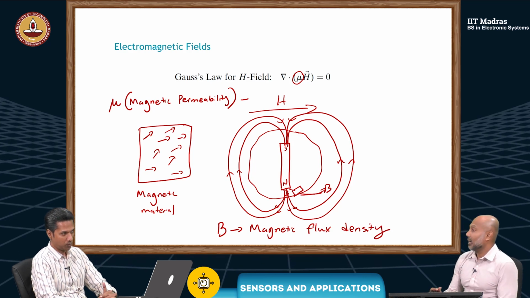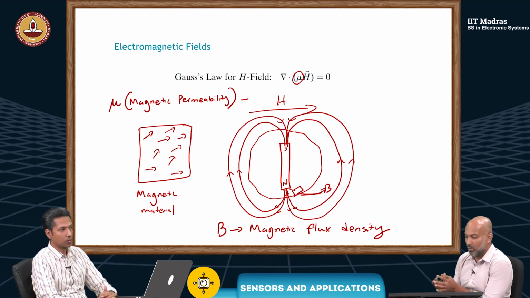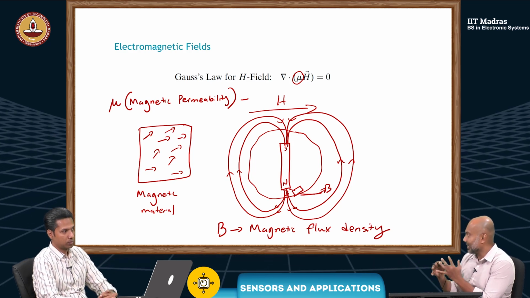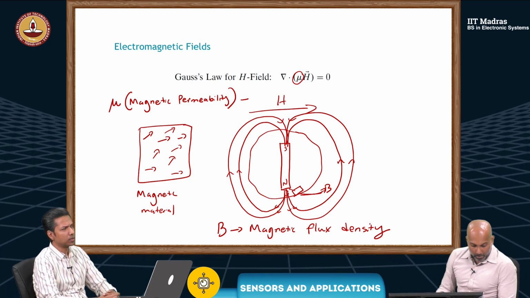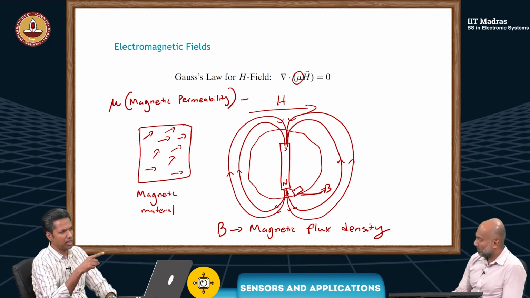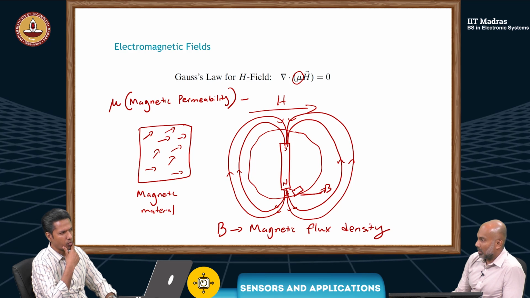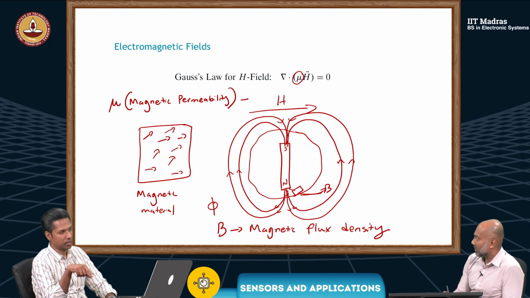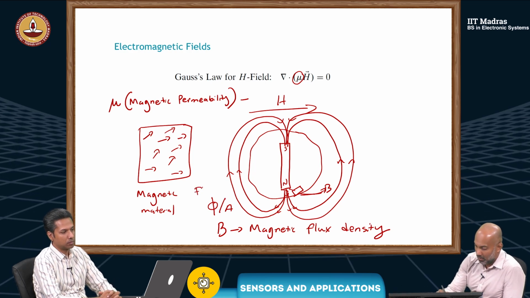Magnetic flux density is the amount of field lines coming out of a surface. In a unit area, the amount of field lines in that unit area is called the flux density, the density of lines coming out. We use another term, phi, for the magnetic flux. This is flux, phi per unit area, phi per area is B. So this is your flux, and this is the area.